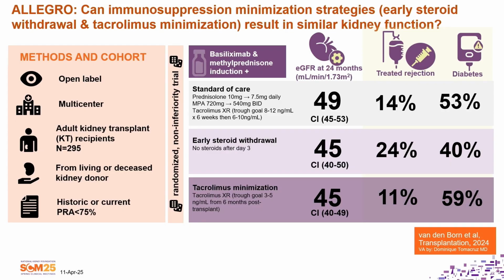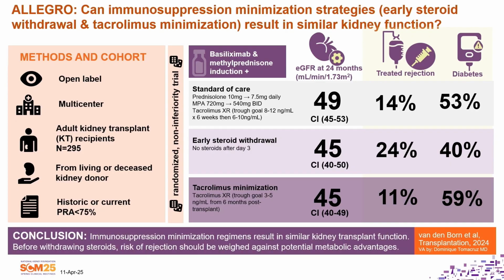And to note that tacrolimus minimization arm, similar to the Transform trial, didn't really show any difference in diabetes rates, rejection rates, or eGFR at 24 months. So the conclusion of the authors here is that immunosuppression minimization regimens result in similar kidney transplant function. Before withdrawing steroids, risk of rejection should be weighed against potential metabolic advantages.